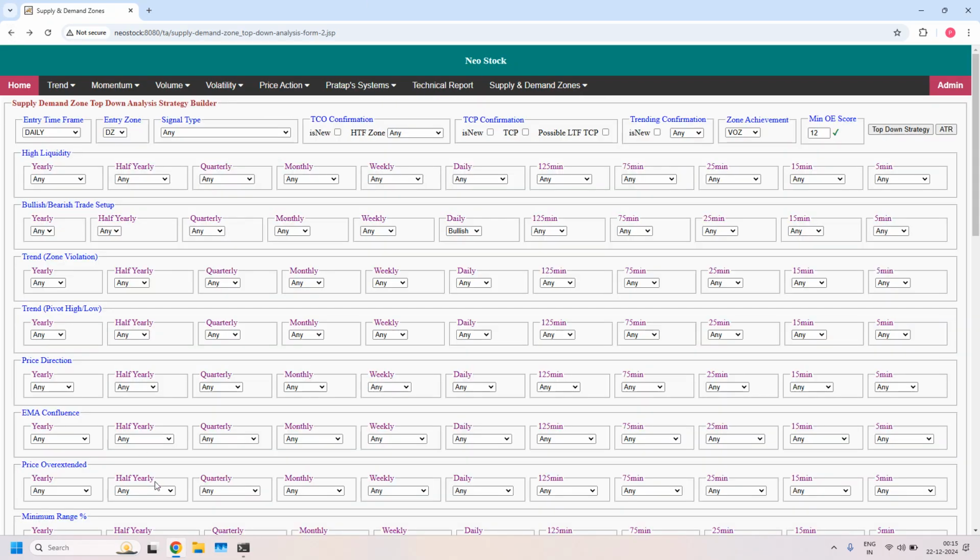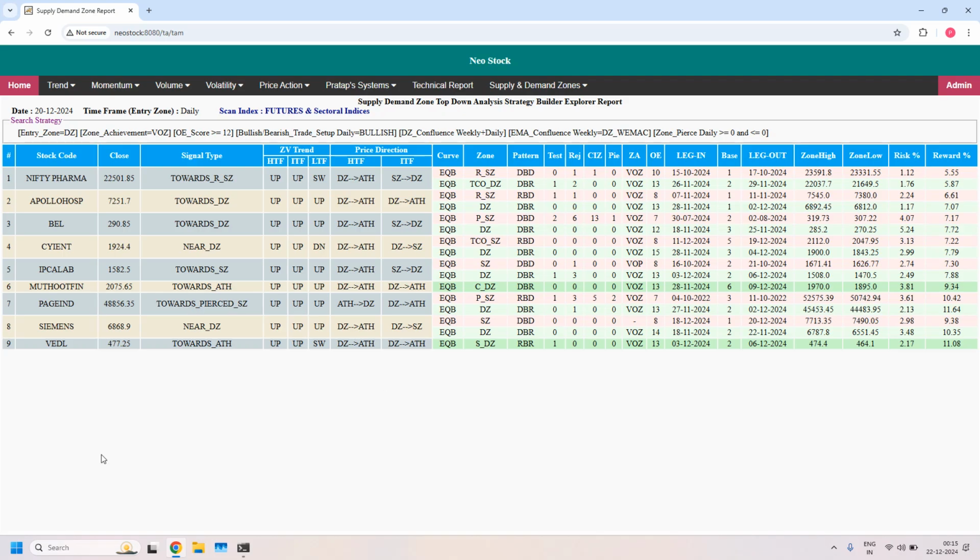Let's add that filter. In the EMA confluence, weekly time frame, because the daily zone is part of the weekly zone and weekly trend is up. Now we are setting the filter weekly demand zone having weekly EMA confluence. With this filter, out of the 14 stocks, we got 9 stocks. These 9 stocks could be even more high probability trade setup supported stocks.